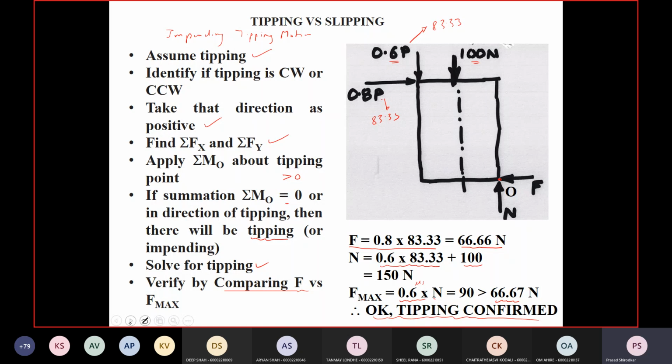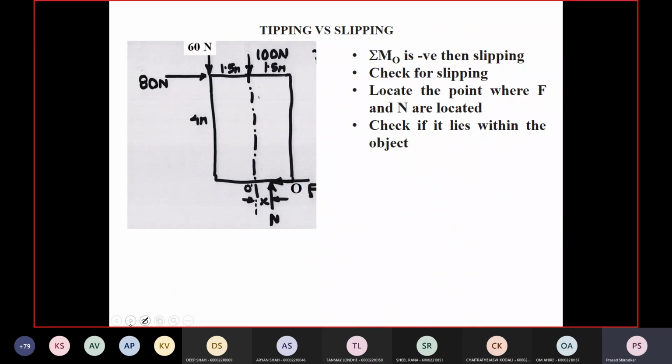Let's now do one case where there is slipping. When we are doing tipping versus slipping, now we'll see the next example. If this summation M0 comes out to be negative, and in the last case it was positive, then it is slipping, and you have to check for slipping and locate the point where F and N are located. In this case, F and N will not be located at O, but somewhere in between this base. So let's do that part.